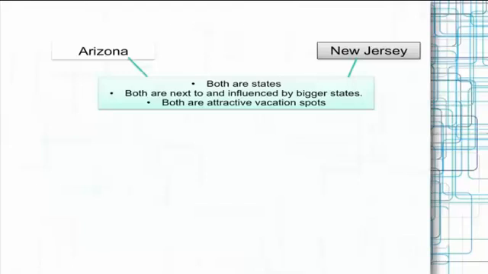Both are states. Both are next to and are influenced by bigger states. In the case of New Jersey, it's got New York City on one side of it, and toward the southwest it has the city of Philadelphia. Arizona is next to California, which has a big influence on the way things happen here. And both are attractive vacation spots. Here in Arizona, we get visitors from all over the world visiting our deserts and the Grand Canyon, while New Jersey is known for its beautiful beaches and oceanfront. Those are the comparisons I'm going to talk about in my paragraph.